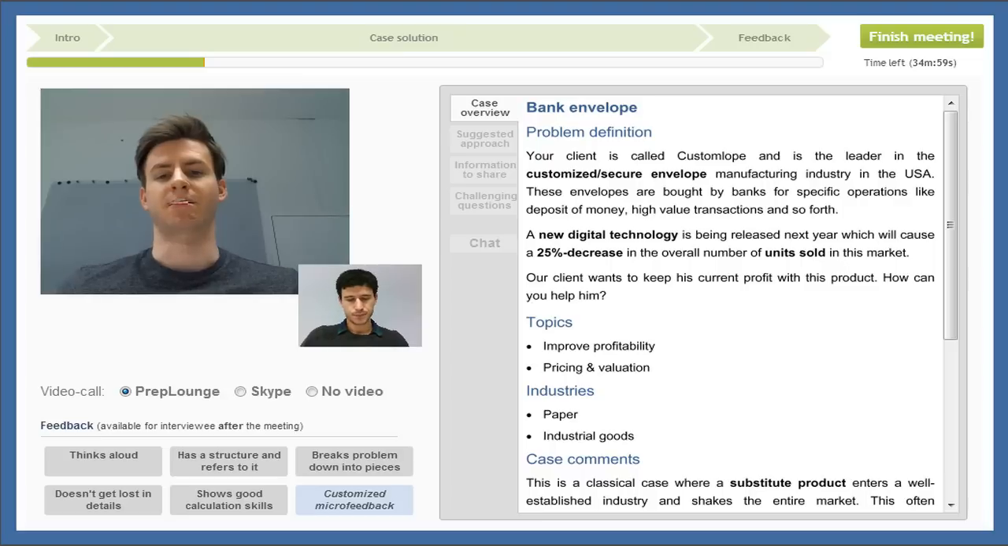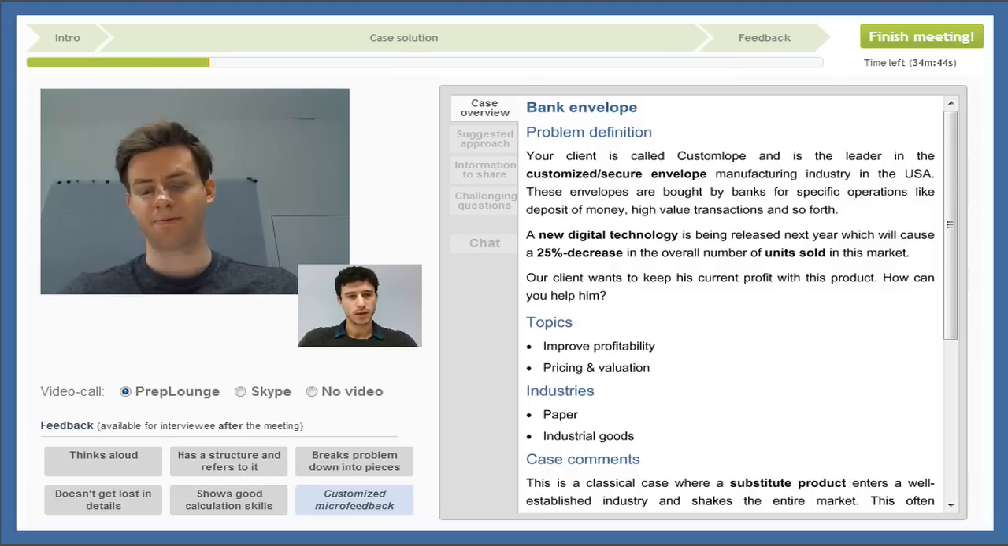Sure. So what and how many products exactly do we make, and whom do we sell them to? Okay, so just to simplify the case, let's assume we only sell one product, this secure envelope, and it costs $1. Okay, and as I said, our main customers are banks. They are the ones who need it. Okay, that's great because we already know about the price.